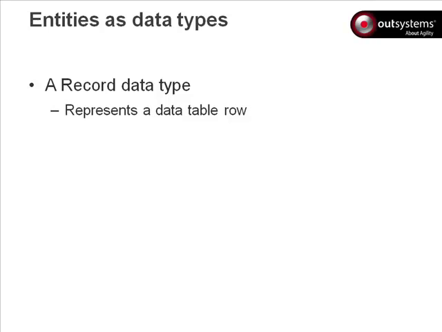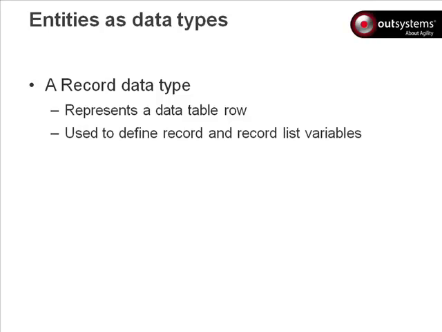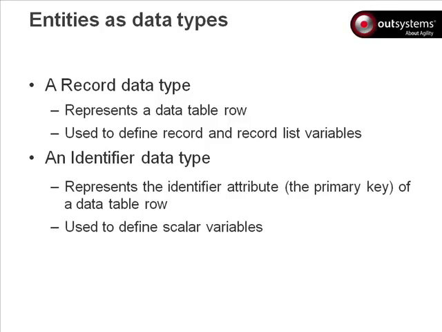By creating an entity, you define two data types. A record data type, this is a structured data type that represents a data table row, and that you can use when specifying record and record list variables. It also defines an identifier data type that represents the identifier attribute of a data table row. You can use this data type when specifying scalar variables. With these two data types, you can design business logic that expects and knows how to work with this entity and its attributes. Let's move on to Service Studio and watch all of these in action.